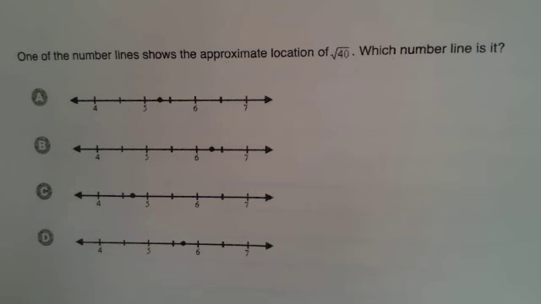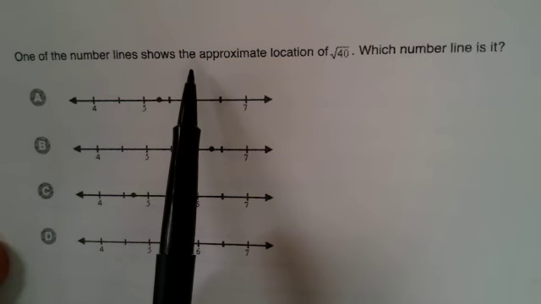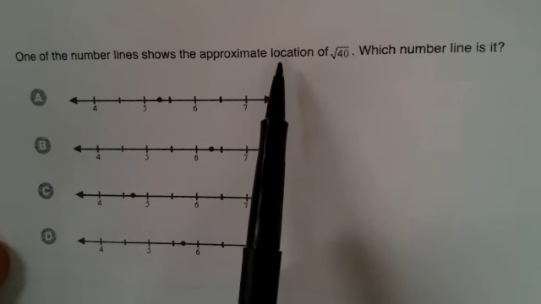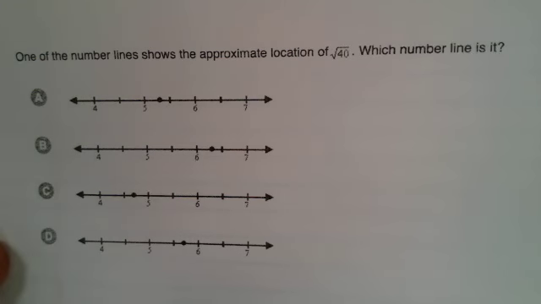We're going to review finding numbers on a number line. For this problem, one of the number lines shows the approximate location of the square root of 40. Which one of these number lines is it? So what we need to do is review what we know about number lines.